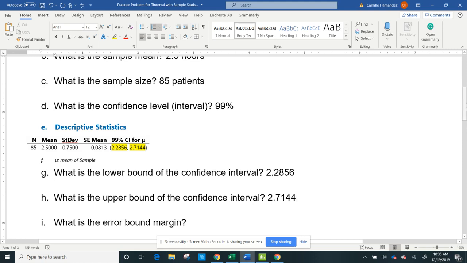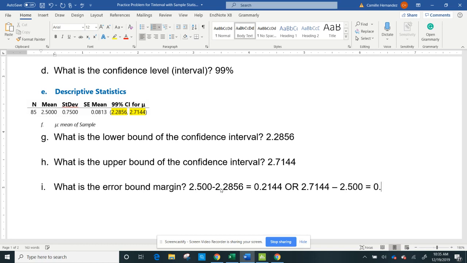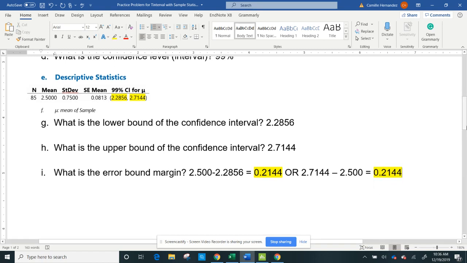Remember, there's two ways I can do this. So the first way is I can take my sample mean and subtract it from my lower bound. And if I put it in my calculator, I get 0.2144. Or again, remember, I could do 2.7144 minus 2.500 equals 0.2144. So there again, I have the same error bound margin. There's two different ways I could do it. So again, you see these numbers are the same. And you might be doing problems and they might be slightly off, and that's okay. You can pick the select answer or put one or the other, and we'll give you credit, because even though the decimals are slightly off, they're looking for the same thing.